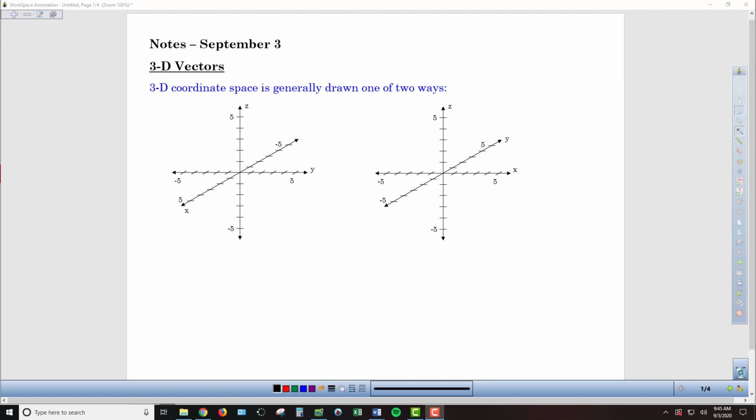And so typically, there's one of two ways that 3D space is attempted to be represented through a coordinate system. We're not going to be doing a lot of sketching in 3D drawing, but we still need to be able to visualize things in 3D space. So in the first coordinate plane that we see here, it's a little bit confusing, but the positive x-axis is actually coming out of the paper, out of the screen at us.